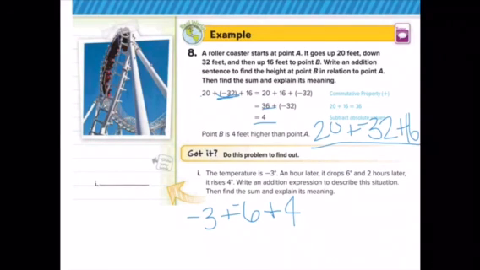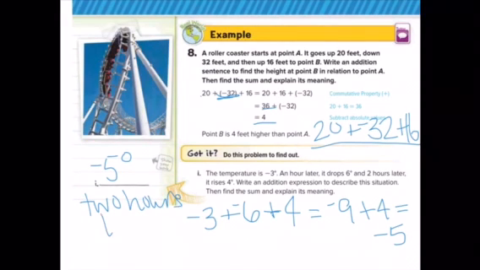We can add together -3 plus -6. That's going to give us -9, plus 4. -9 plus 4 is going to give us -5. So our answer is -5 degrees 2 hours later.